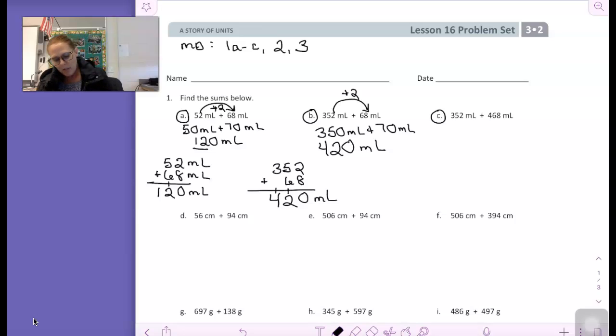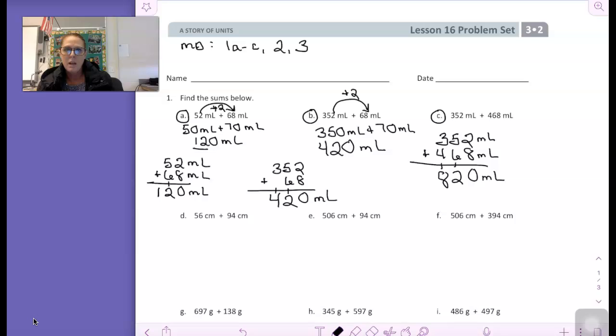The last one, I'll do the standard algorithm and then a different way. So we can do 352 plus 468. Again, 2 plus 8 is 10. 5 tens, 6 tens, and one more 10 is 12 tens. Make sure you're regrouping. 300 plus 400 plus 100 is 800 milliliters. Do not forget your label. Very, very important.